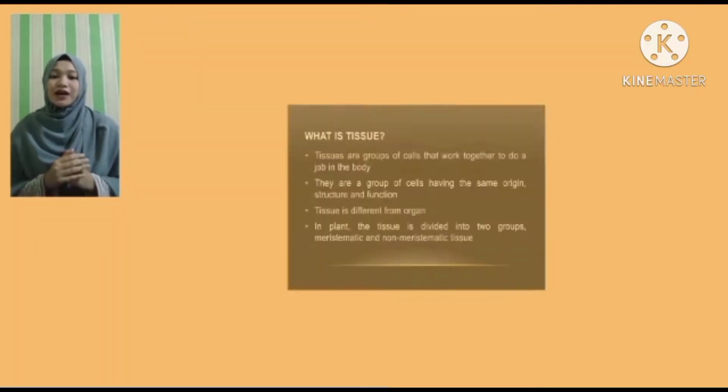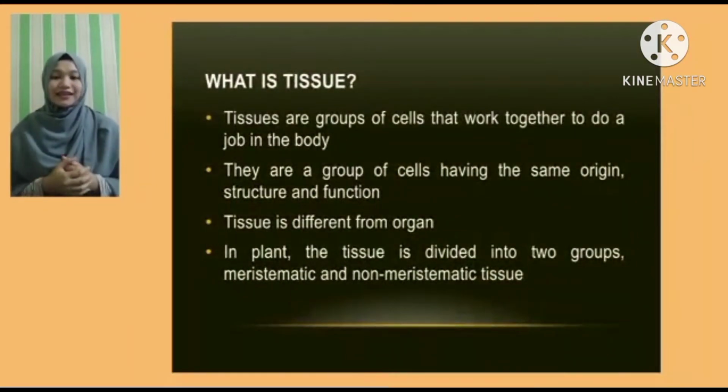Next, so what is tissue? Tissues are groups of cells that work together to do a job in the body. The group of cells have the same form and function. Different tissues can work together for a physiological function that makes up an organ.